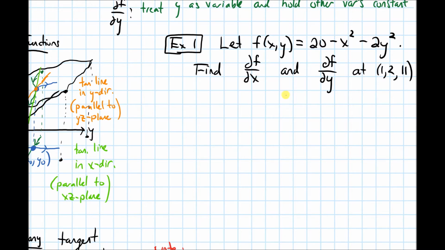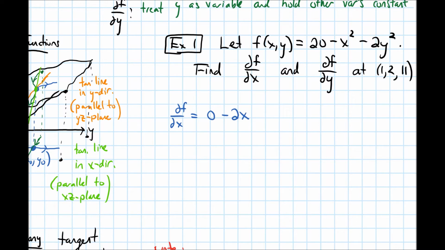All right, so let's find these partial derivatives. Let's start with the partial derivative with respect to x. So when we do this, the 20 is a constant, so that derivative is 0. When we take the derivative of minus x squared, because we're taking the partial with respect to the variable x, that means I do treat x as a variable. So the derivative of that is just minus 2x.